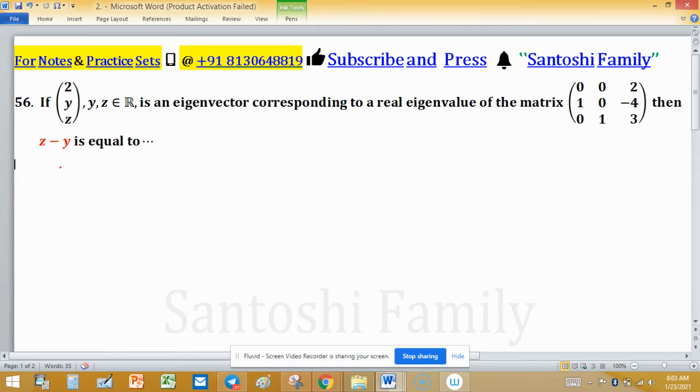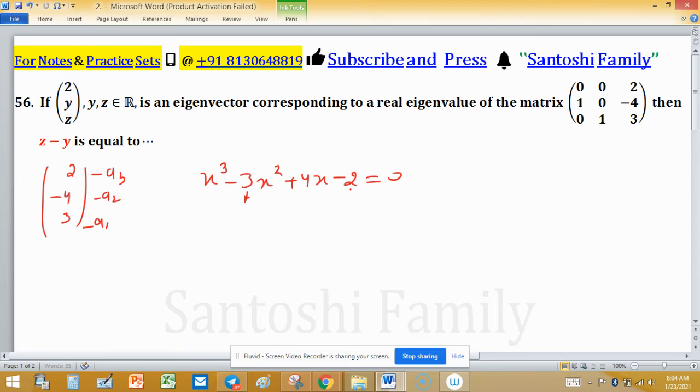The last column is 2, minus 4, 3. To write the characteristic equation for a companion matrix, we need only the last column. This is the value of a1, this is a2 and a3, and negative as in a companion matrix. So it will be x^3 minus 3x^2 plus 4x minus 2 equal to 0. This is the trace and this value 2 is the determinant. So the determinant of this matrix is positive.